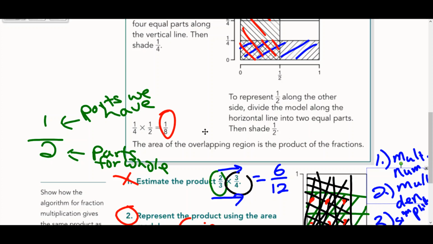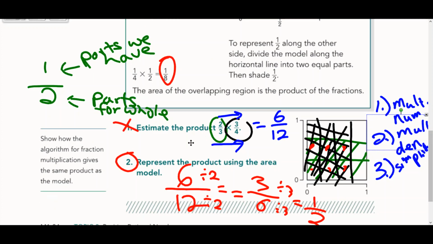So this example down here was another opportunity to practice it. We did 2/3, that's in green, and then 3/4, which is in black, and then we looked at there's 1, 2, 3, 4, 5, 6 out of our 12 altogether boxes. So 6/12 is our final answer. And then of course we could simplify it to 1/2.